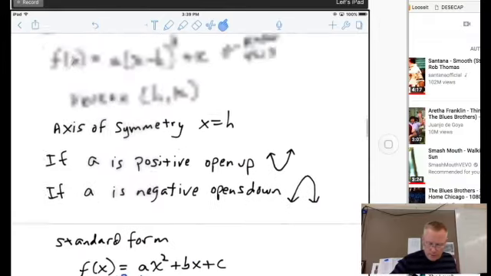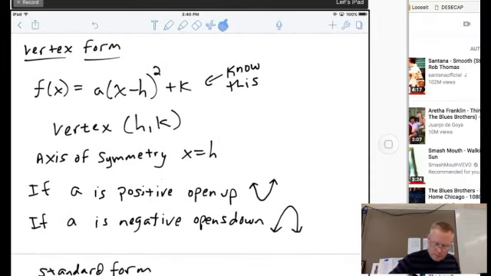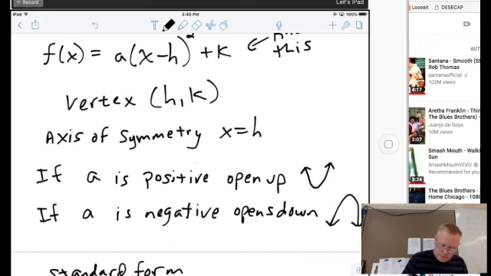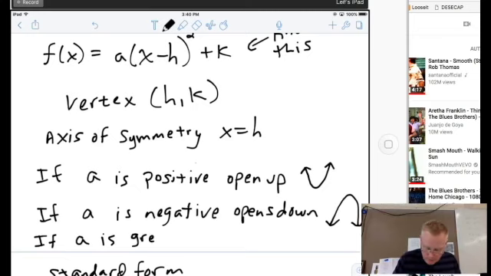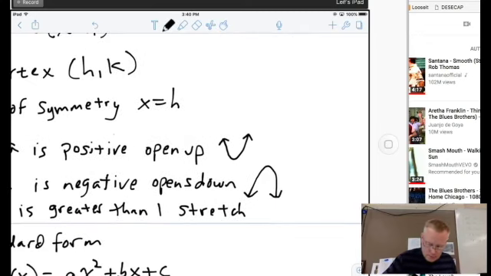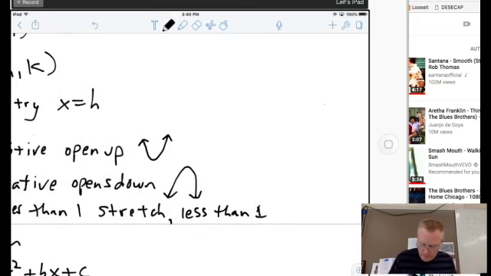I'm going to scroll back for 1 minute. I think I forgot to write one thing on this. It's right over here. Also, if a is greater than 1, it's a stretch. Less than 1, a compression.